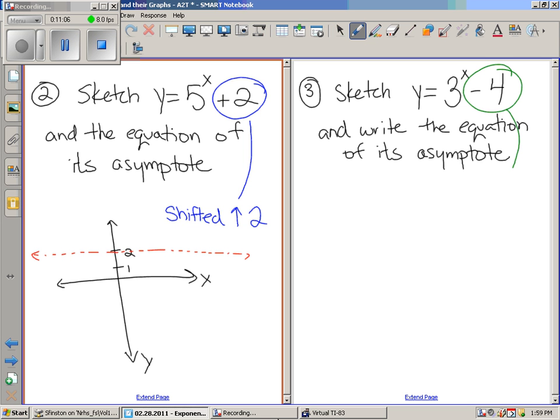Oh yeah, and the graph, if there was any doubt in your mind, still curves up. And it's exponential growth, so it's going to look something like that. What's the equation of the asymptote? Very nice.